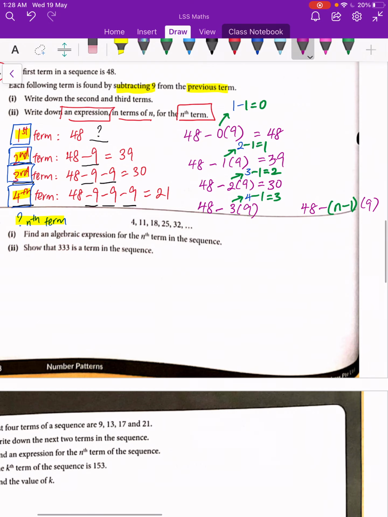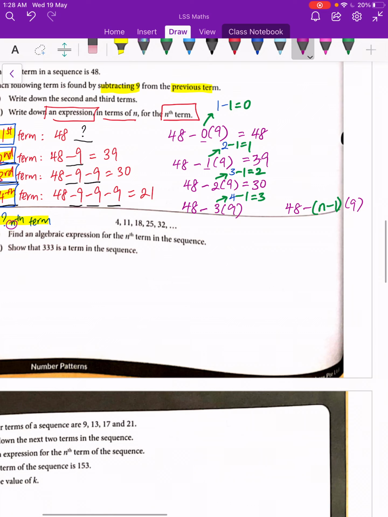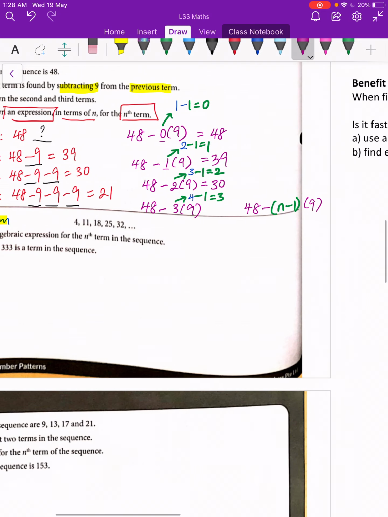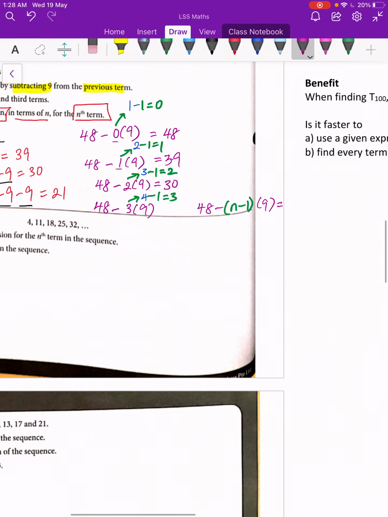Why? Because we are looking at the n term. When it's the fourth term, we need to minus 3 sets of 9. When it's the third term, we need to subtract 2 sets of 9. When it's the second term, we need to subtract 1 set of 9. And when it's the first term, I need to subtract 0 sets of 9. So this is how I get the expression here. Now you have already found the expression in terms of n for the n term. All you need to do now is simplify it.